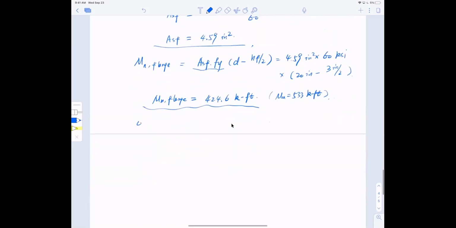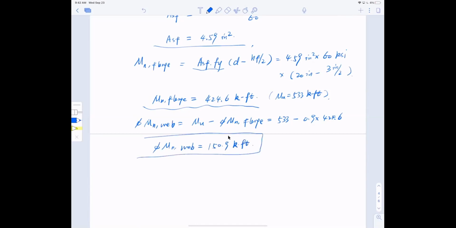Okay, so we know we need extra moment resistance from the web, and that equals phi Mn web equals Mu minus phi Mn flange. So that brings the numbers in: 533 minus 0.9 multiplied by 424.6. I have phi Mn web equal to 150.9 kip-feet. So that means I need an additional 150.9 kip-feet for the web.